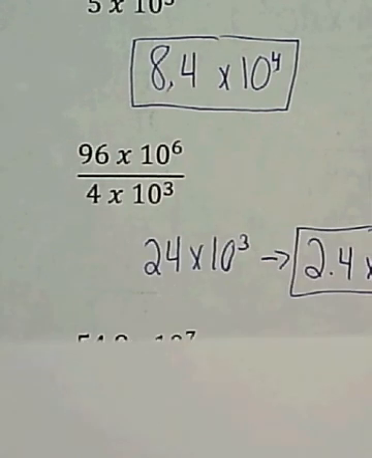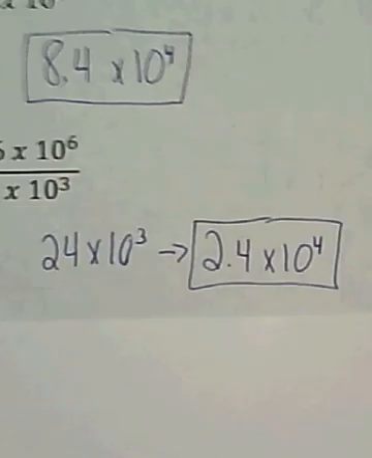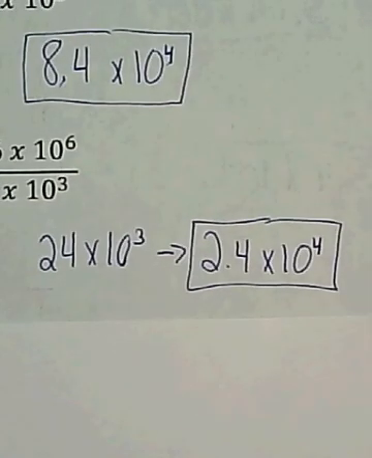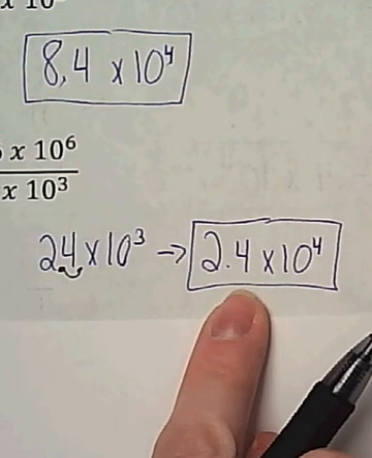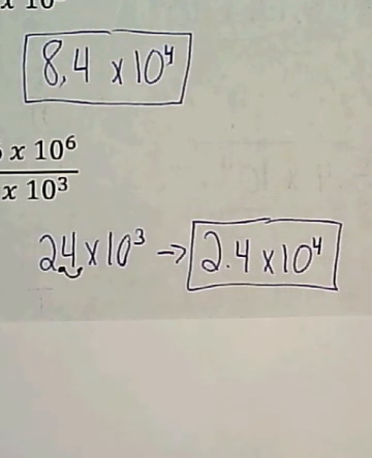Okay, originally you should have gotten 24 times 10 to the 3rd, but we want to put it in proper scientific notation. So once again, our decimal is here. We want to move it to the left once, which becomes 2.4 times 10 to the 4th. Okay, last problem.